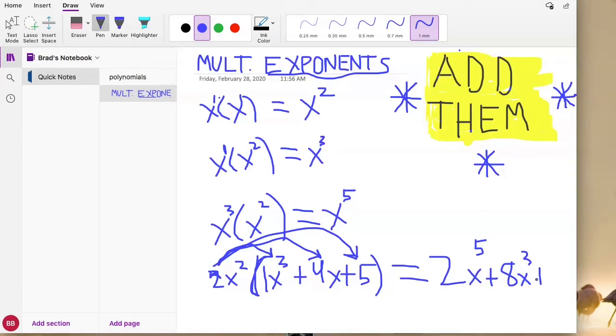Okay, and then we got one more. We're going to go like the 2x squared times 5. 2 times 5 is 10, so let's get that 10 in there. And then we have x squared, but we have no x's over here, so we're just going to carry that x squared all the way over. Running out of room. That is an x, that's a squared. So then we ended up with 2x to the fifth plus 8x to the third plus 10x squared. So hopefully this video helps you get a little more comfortable with how to multiply exponents. And remember, when we're multiplying exponents, we add them to come up with a total.